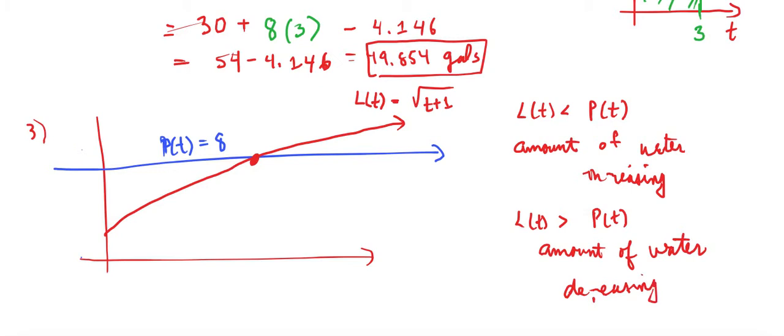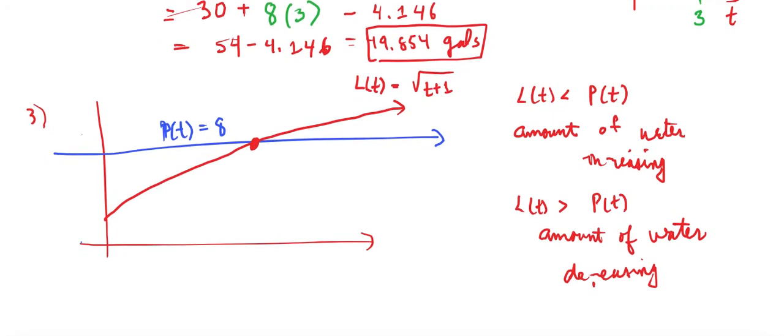Well, you can see here from our graph that between 0 and whatever time this is, L of T is less than P of T, so the amount of water is increasing. And then after that, the amount of water must be decreasing. So therefore, at this point is when the amount of water in the tank is at its absolute maximum. And to calculate that point, we can solve a fairly simple algebra problem.